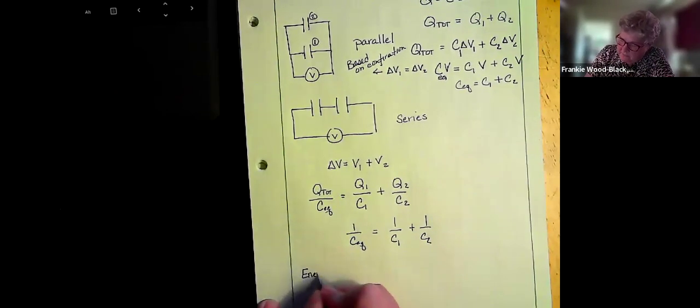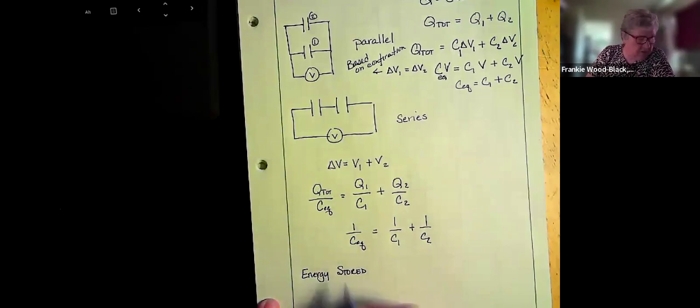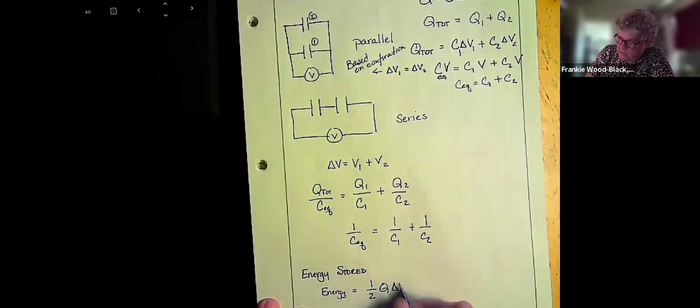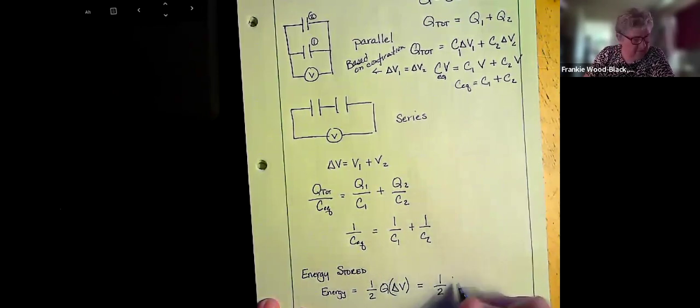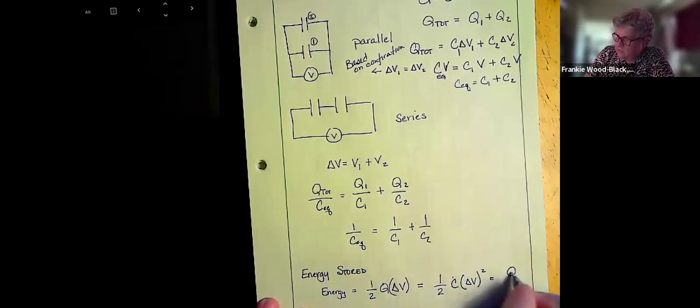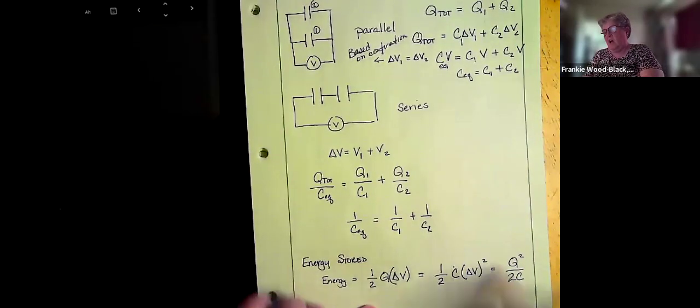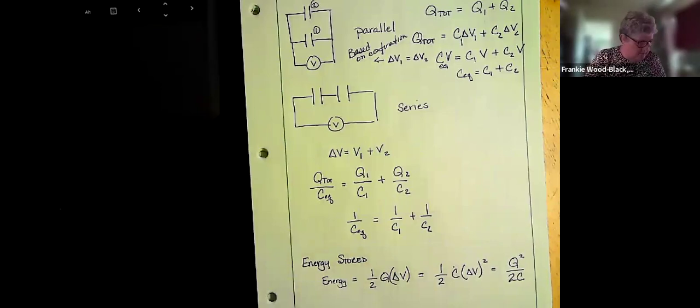We also want to look at the energy stored. And the energy stored is going to equal 1/2 Q delta V. It's also equal to 1/2 C delta V squared, or it's equal to the amount of charge squared divided by 2C. And all of that is just rearranging our energy equation.